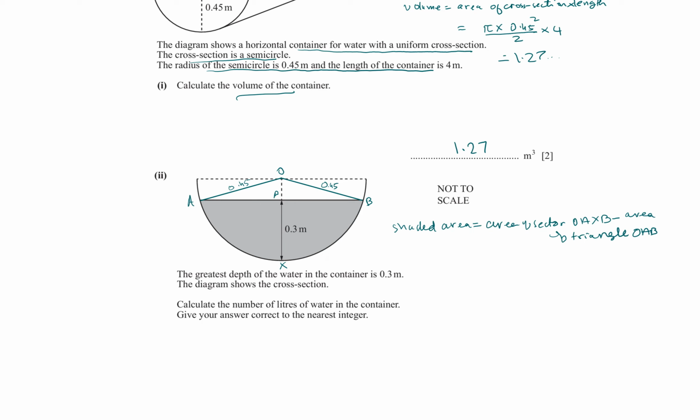What other things do we know? OX is also equal to 0.45, and OP is perpendicular to AB. OP is equal to 0.45 minus 0.3, that is equal to 0.15. So OP is 0.15.